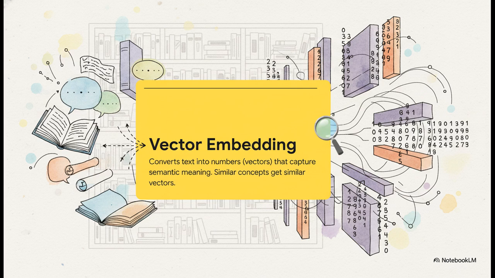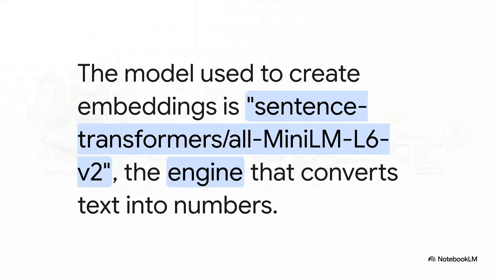It's kind of like creating a super intelligent digital library where all the related ideas are automatically filed right next to each other. And this isn't just theory, it's a real tool doing the work. This is the exact model from our source code that handles this translation. It's called Sentence Transformers / all-MiniLM-L6-v2. This is the engine that reads our text and converts it into those meaningful numbers.